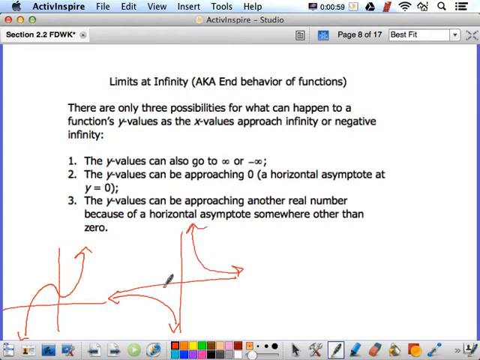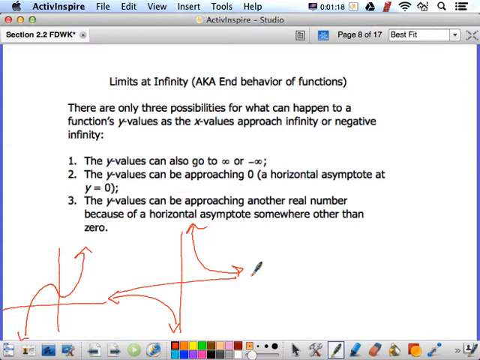As the x's get towards negative infinity, what's happening to the y's? They're heading towards 0. Over here, they're heading towards 0 as well. Or the y values can be approaching another real number because of a horizontal asymptote somewhere other than 0. Those are the only options.